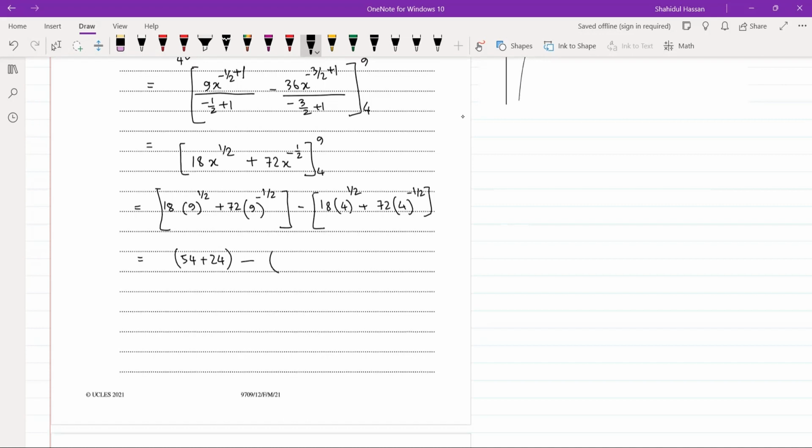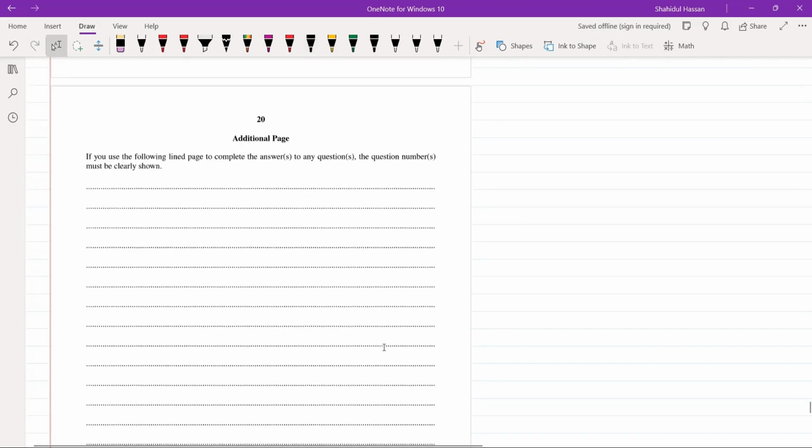4 to the power half should be equal to 2. 18 into 2 should be 36, plus 4 to the power minus half, that is 1 over 2 multiplied by 72 is 36. So I'm going to write a 36 here. So this is 54 plus 24, that's 78, minus 36 plus 36 is 72. So my calculation says that the area of the required region is 6 units square. That should be the correct answer, should give you the full marks.